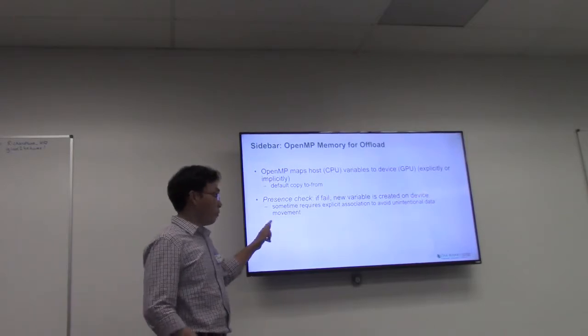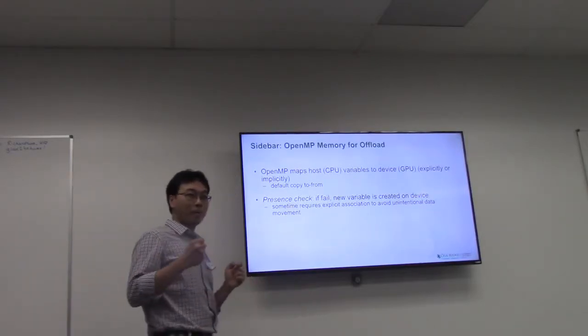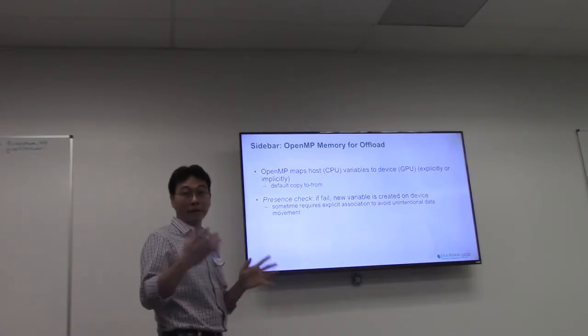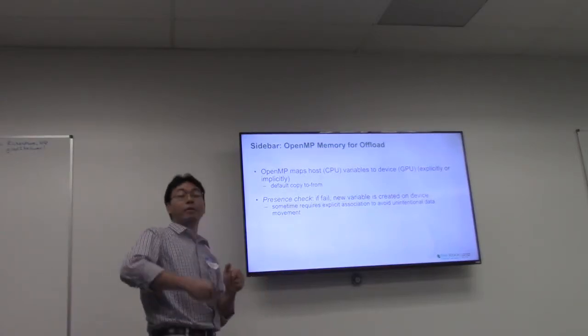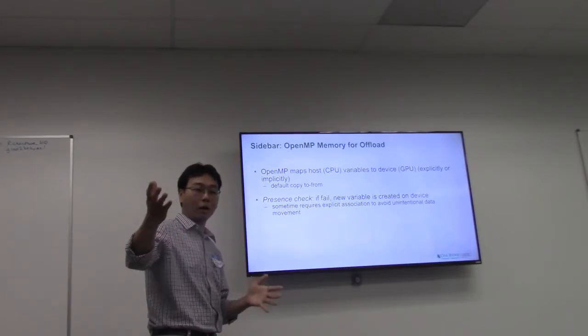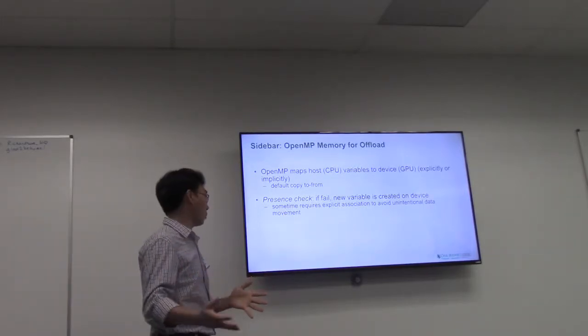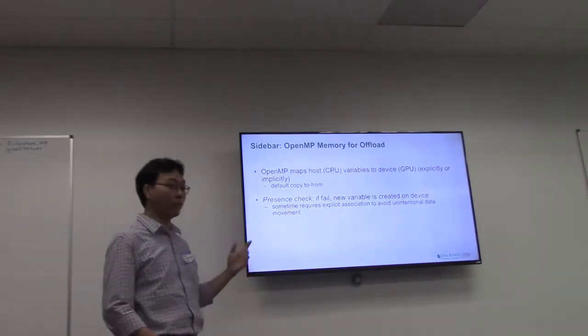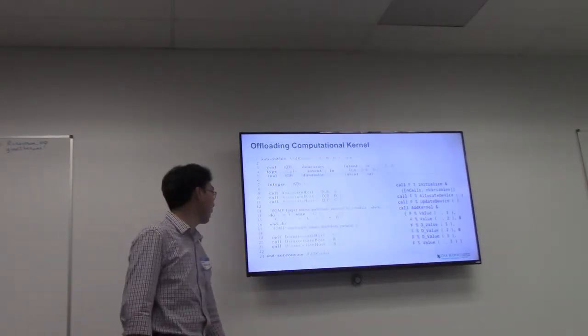Present check: if we want to maintain our own control of data movement, we don't want it to intentionally fail, which makes the OpenMP runtime copy data that you don't need to. So sometimes it requires the explicit association to avoid unintentional data movement.